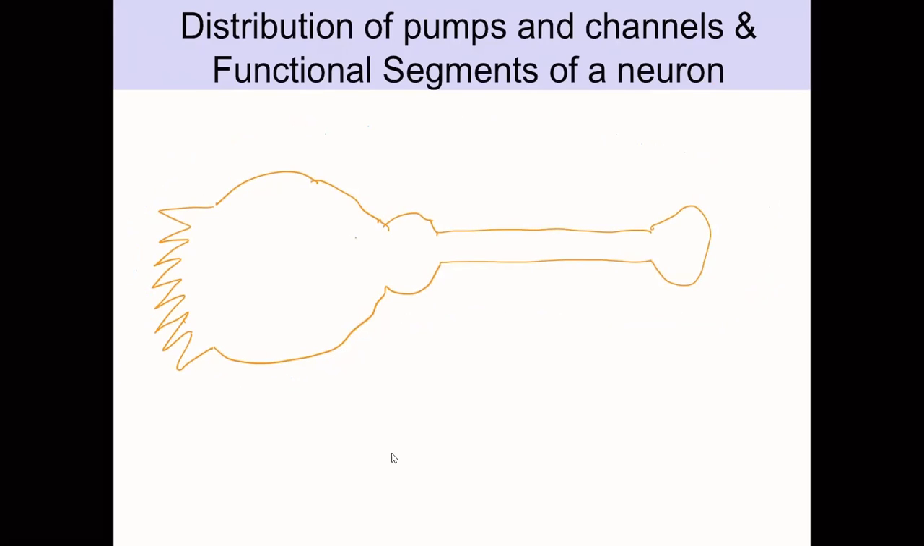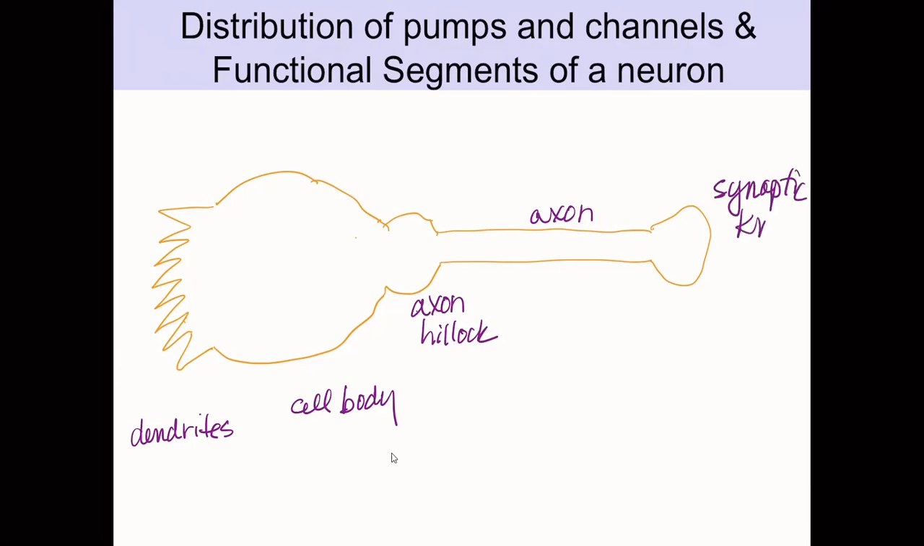Okay, so let's go back here. Right, you know the parts. These are supposed to be dendrites. Cell body, axon hillock, axon, and then synaptic node. Now, part of figuring out how an axon works and how a neuron fires has to do with where the pumps and the channels are. So what we're going to do is label this with the pumps and the channels.